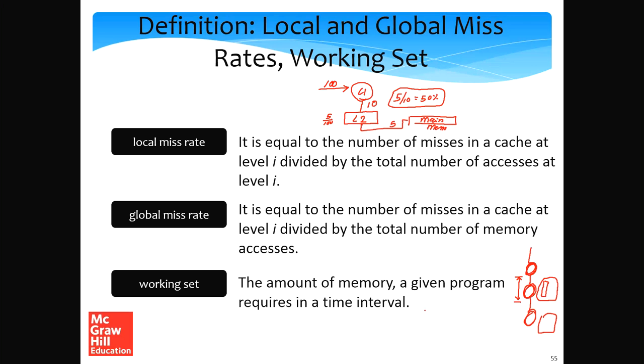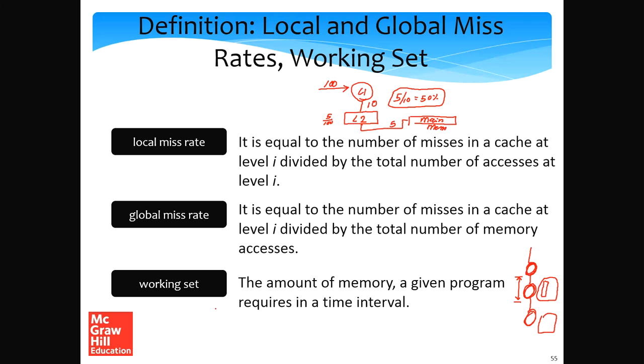So for example, let's assume that a given program typically accesses 1 megabyte or 2 megabytes of data and it does not access more than that, we can say that the working set is 2 megabytes.